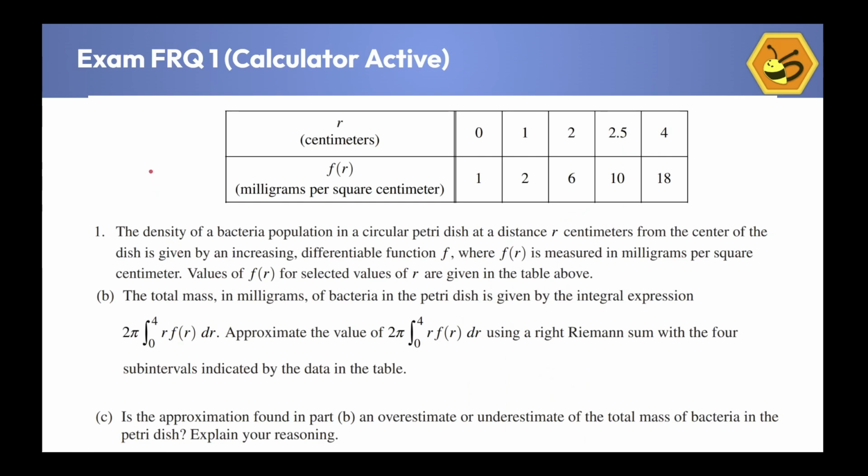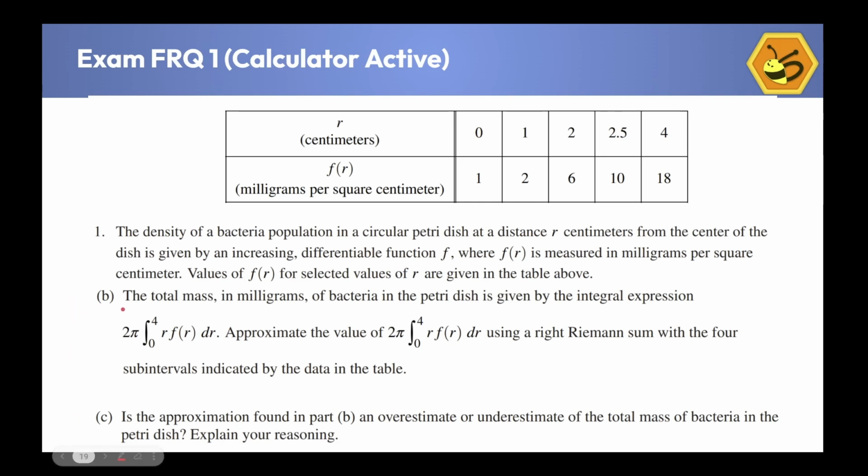With that, let's look at an actual exam question, calculator active, so we can use a graphing calculator. We have a table of values with R as centimeters and f(R) as milligrams per square centimeter. The density of a bacterial population in a circular petri dish at a distance R centimeters from the center of the dish is given by an increasing differentiable function f, where f(R) is measured in milligrams per square centimeter. Values of f(R) for selected values of R are given in the table above. We're only going to do part B and C.